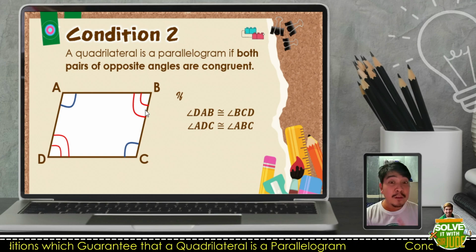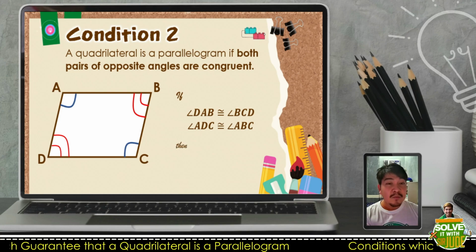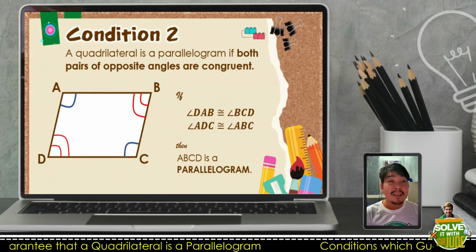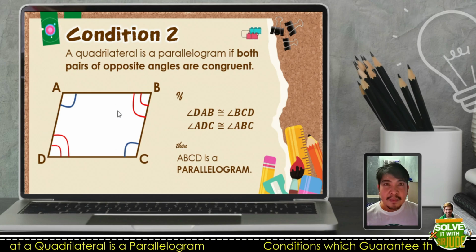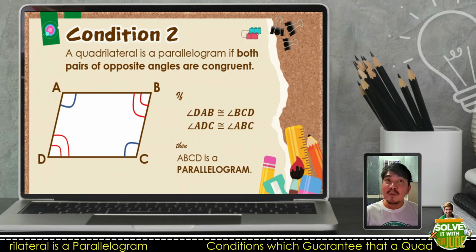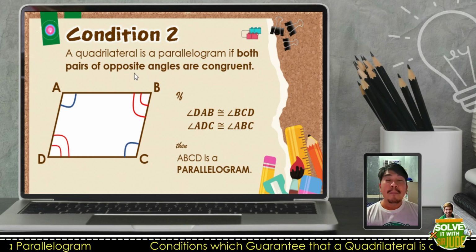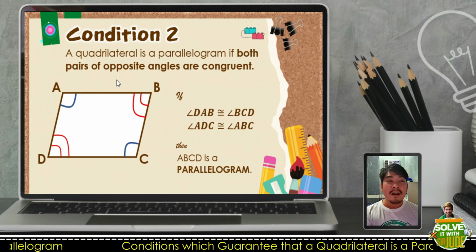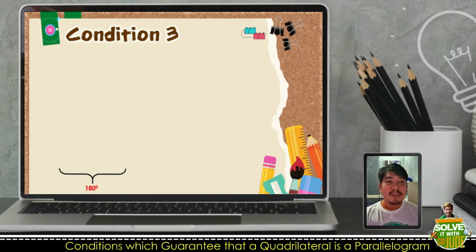we now have two pairs of congruent angles, and they are said to be opposite, so therefore we can say that ABCD is a parallelogram. So if you can see markings like this regarding opposite angles, therefore you can say that the given quadrilateral is a parallelogram because of this condition: both pairs of opposite angles are congruent. So let us now have condition number 3.